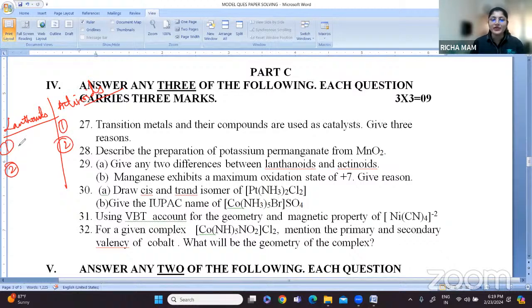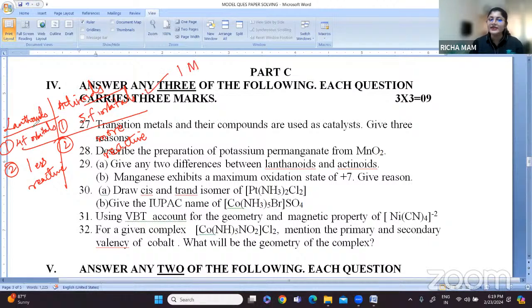What is the difference? In lanthanoids, the 4f orbitals are progressively filled, and in actinoids, the 5f orbitals are progressively filled. Lanthanoids are less reactive, and actinoids are more reactive. For each proper difference, you will get 1 mark.